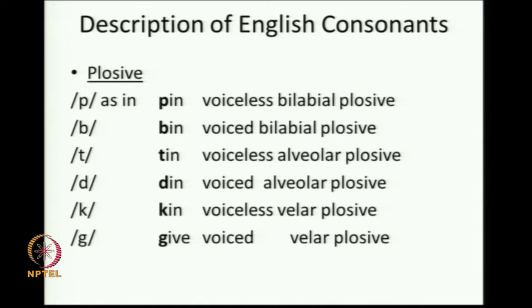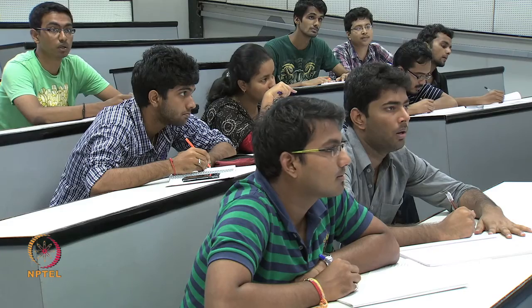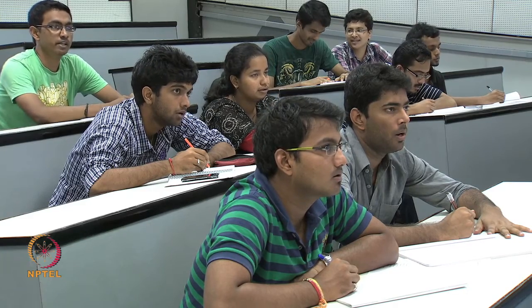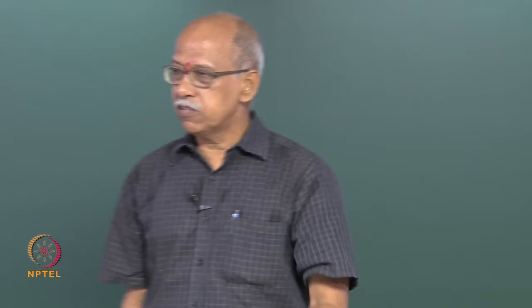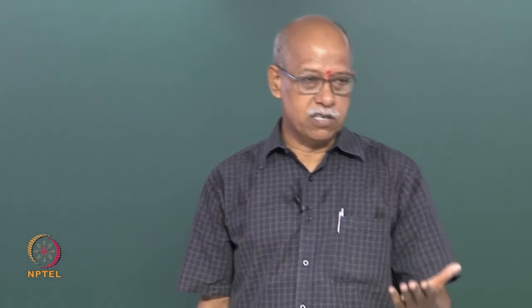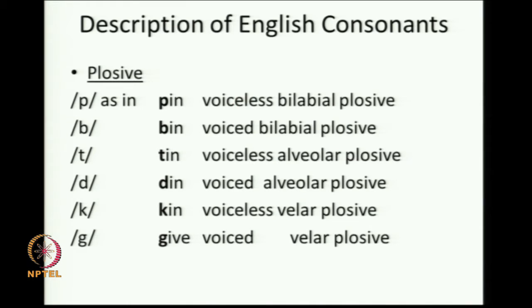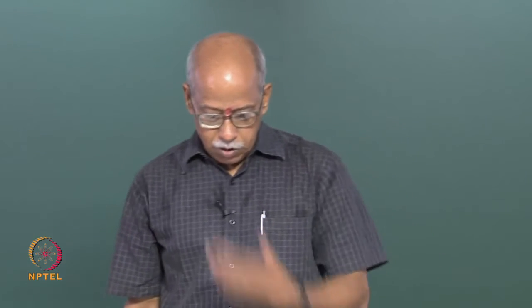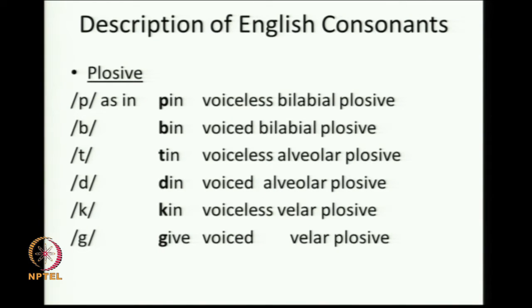Next is b. What is it? B. Okay. Make it plosive. You don't add a vowel. How do we describe it? Is this voiced or voiceless? Voiced. Put your finger here. B. You see the difference? Okay. Is it voiced or voiceless? Voiced. Where is the place of obstruction? Lips, both lips. So, bilabial. What is the manner of release? Sudden. Therefore, it is plosive. So, we have voiced bilabial plosive, as in bin.